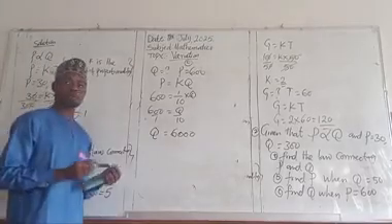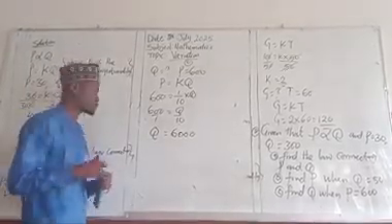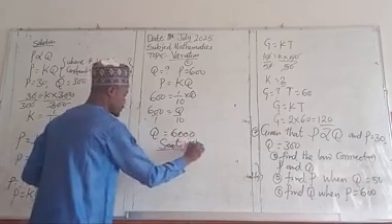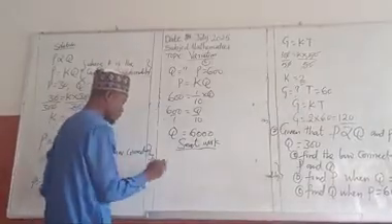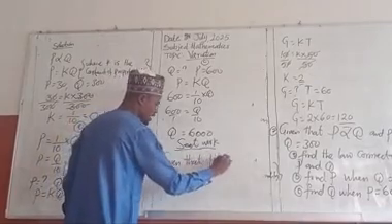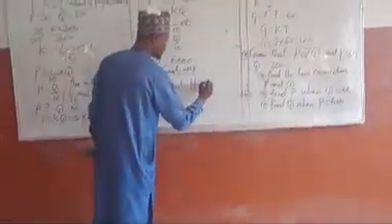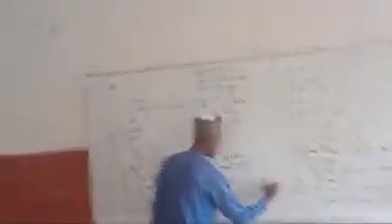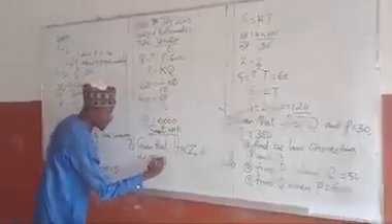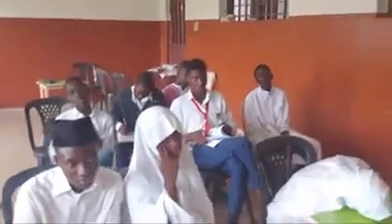Now, I'm going to call one of you to come and solve this question, and the rest of you can also solve. Given that H is directly proportional to Z, if H is equal to 100 and Z is equal to 50, find H when Z is equal to 500.